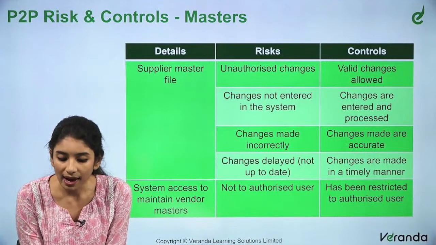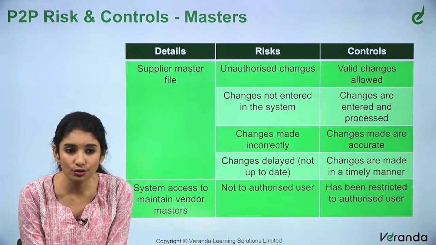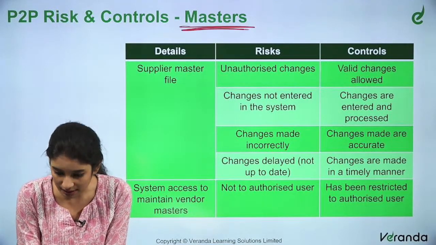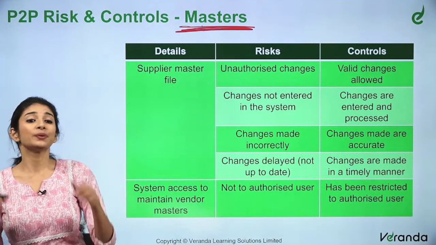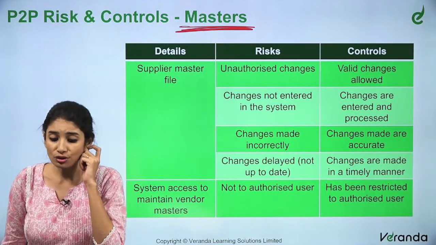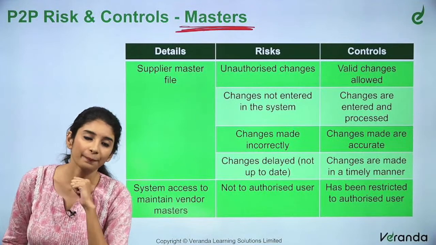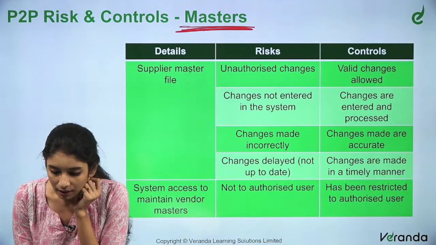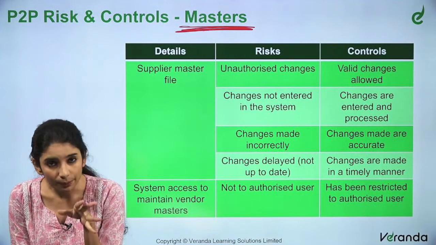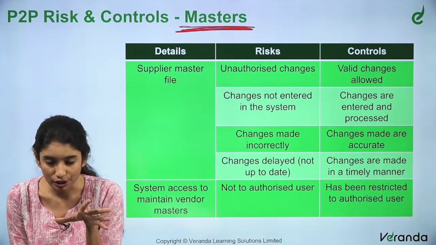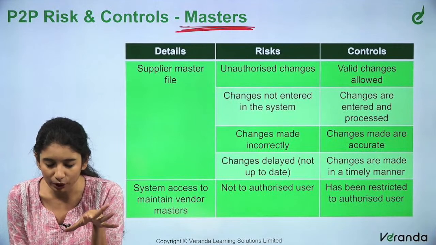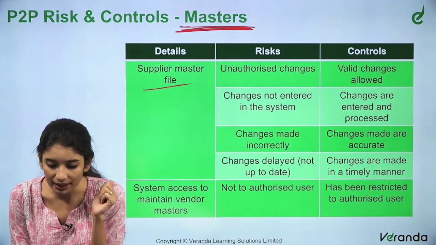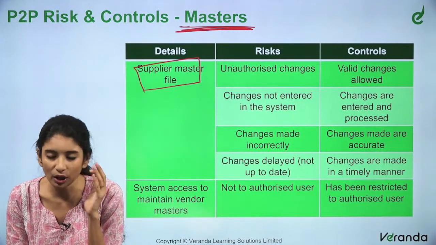Now, they are asking for risks and controls with respect to masters. I want you to know one very simple way to remember all the risks and controls. All the masters for all the processes have the same set of points. Just that in this, because it is from the supplier side, there will be a supplier master file. The points are the same.